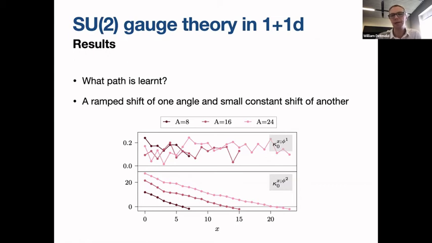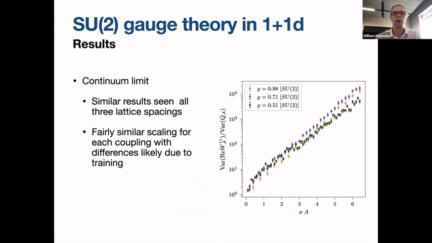And you see that one of the parameters, which is related to one of the azimuthal angles, has this ramp structure, and then the other one has a small but constant shift. These are not things that I think you would have guessed going into this problem, certainly not in the SU3 case. So we did this at 3 different lattice spacings.